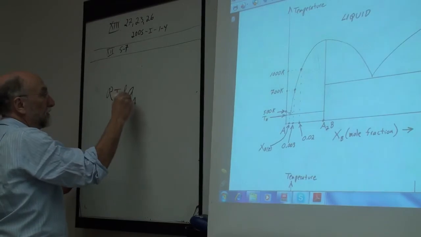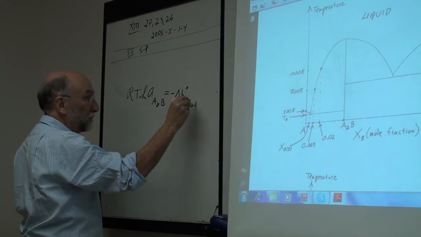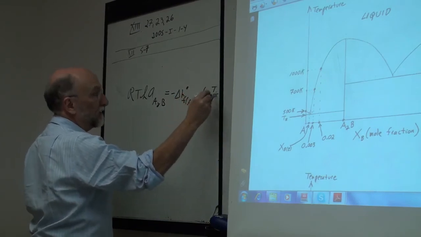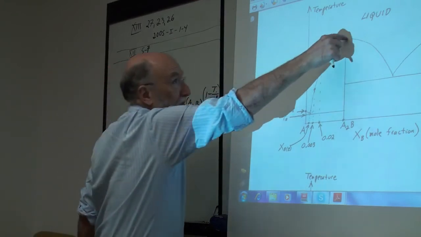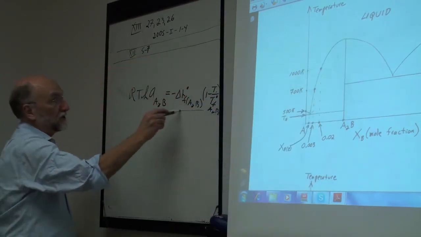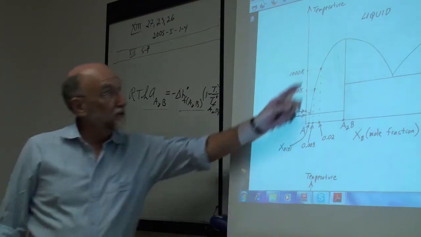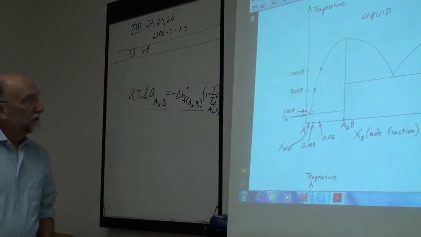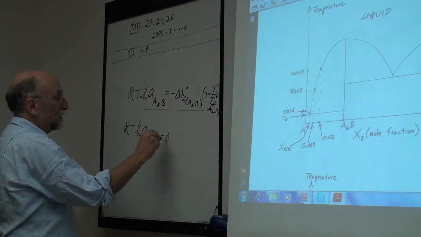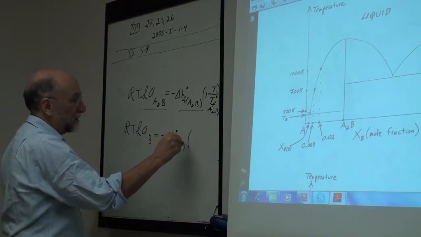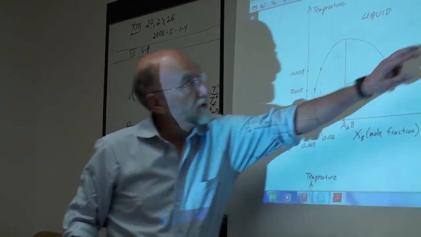RT log activity of A2B equals minus the heat of fusion of A2B times 1 minus T over T fusion of A2B, where T fusion of A2B is this temperature here. This is the heat of fusion of the compound, and that's the activity of A2B in the liquid. Okay, this is the liquid that's in equilibrium with this solid. RT log activity of B equals the heat of fusion of B times 1 minus T over T fusion of B. That applies along this line.